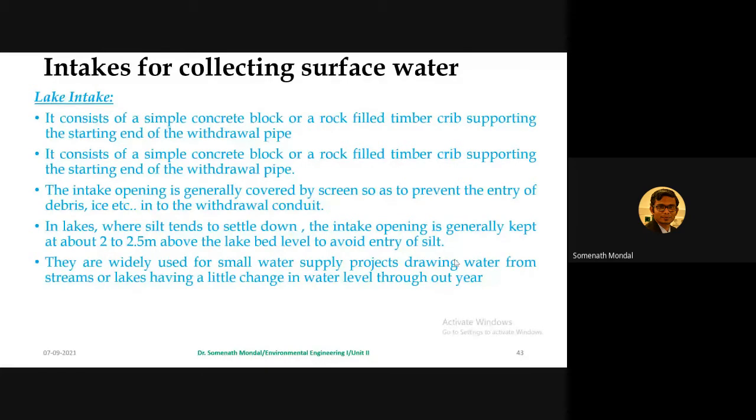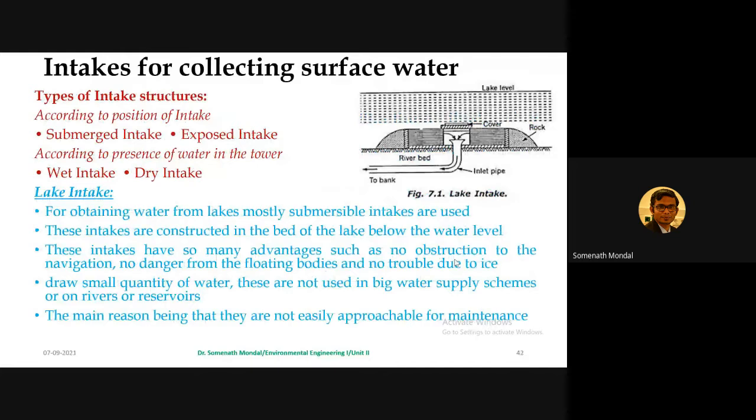And the same thing we have seen in the previous one. Basically, the inlet pipe, through which water comes from the source, goes directly through the withdrawal conduits. It will go to the jack well, and from that jack well, through the strainer and then the suction pipe, water will be drawn and sent to the treatment plant.